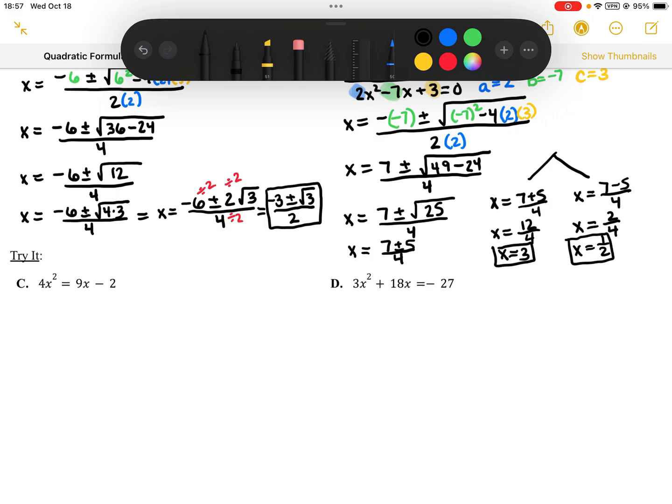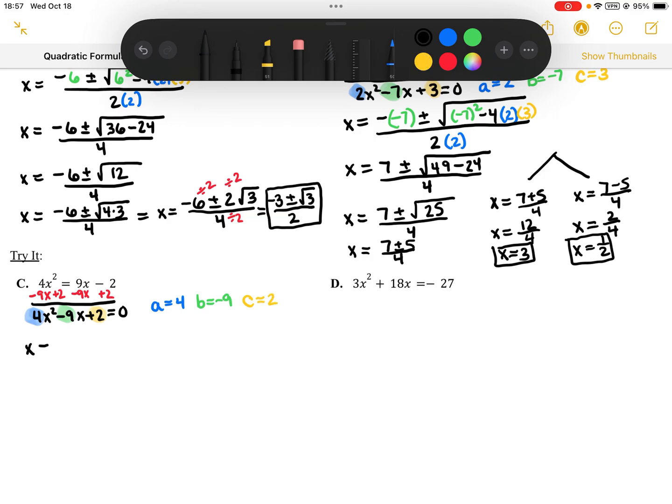So for C, I need to first start by getting everything to one side. So I'm going to go ahead and subtract 9x from both sides and add 2 to both sides. So I get 4x squared minus 9x plus 2 equals 0. Identify your A, B, and C. So A equals 4. B is negative 9. And then C is 2.